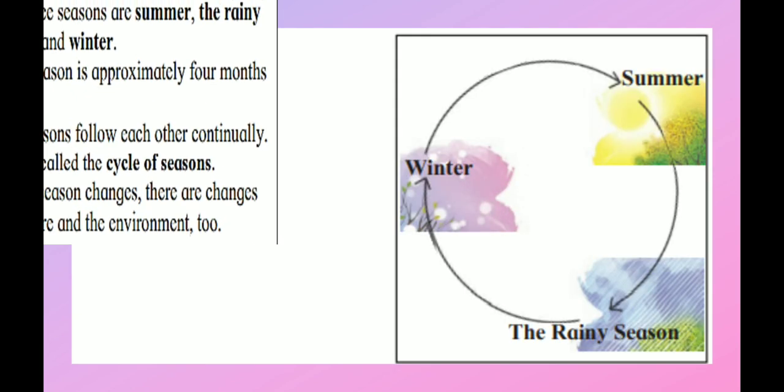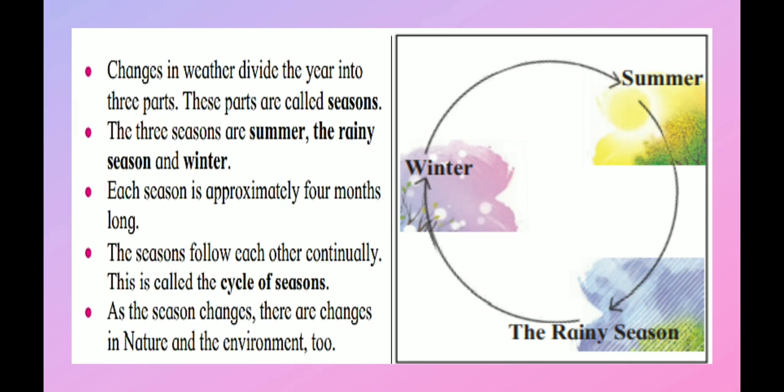As you can see on the screen, a cycle of season is shown with arrow marks, and it is showing that seasons are following each other. Let's see what exactly happens in the process. Changes in weather divide the year into 3 parts. These parts are called seasons.